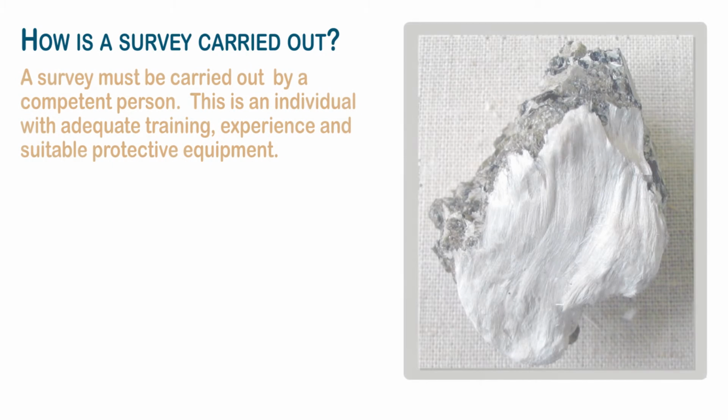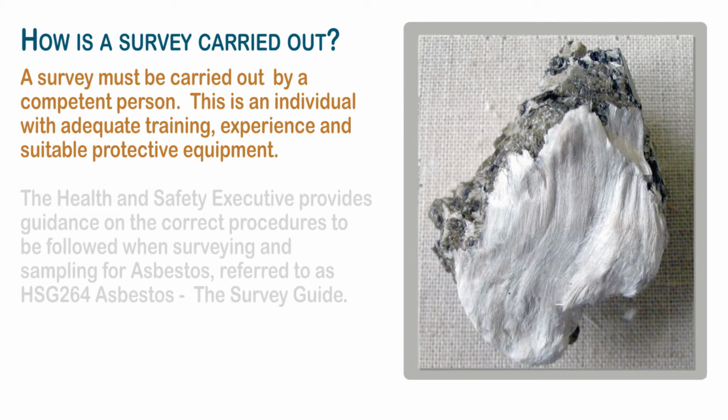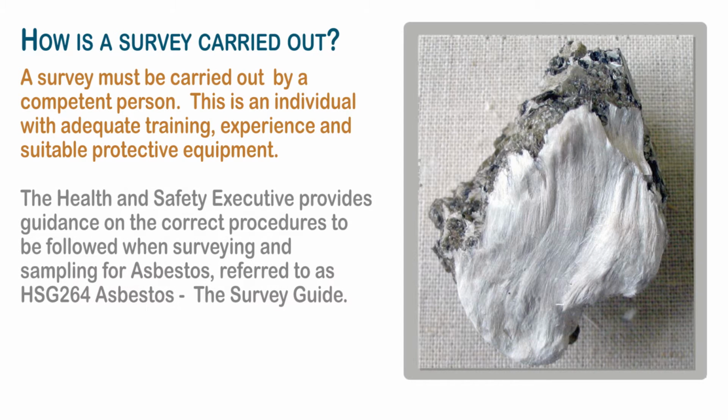How is a survey carried out? A survey must be carried out by a competent person. This is an individual with adequate training, experience, and suitable protective equipment. The Health and Safety Executive provides guidance on the correct procedures to be followed when surveying and sampling for asbestos, referred to as HSG 264, Asbestos, the Survey Guide.